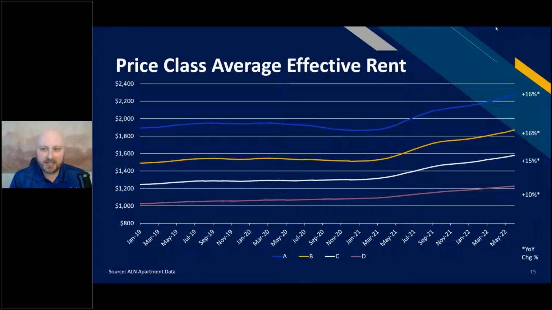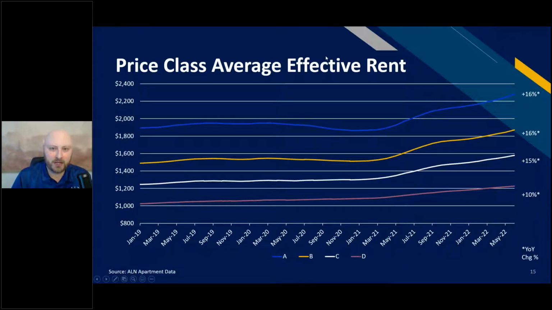But you can see here that for price class A, you've got 16% year-over-year growth. Same for B. Class C is 15%, Class D 10%. So all 4 in double digits, and particularly for the Class C and D space, that's where we talk about affordability concerns really impacting demand. A 16% increase in the Class A, people are going to notice that, but it's more manageable, generally speaking, than for a Class C or a Class D resident.